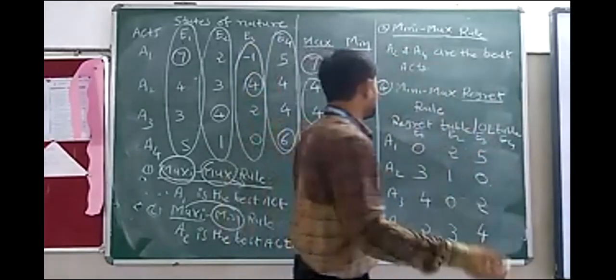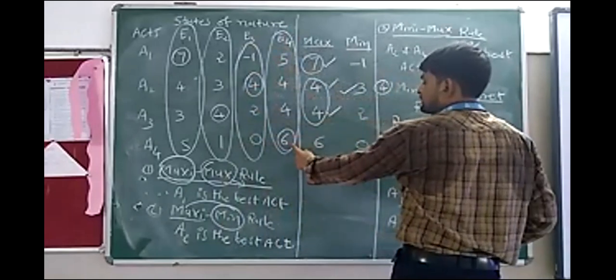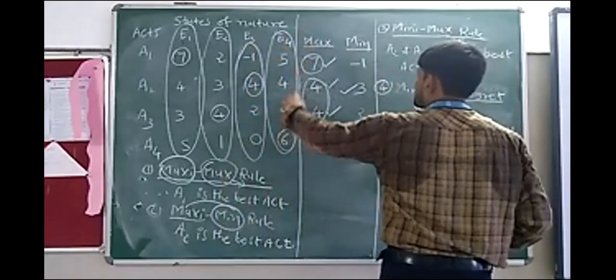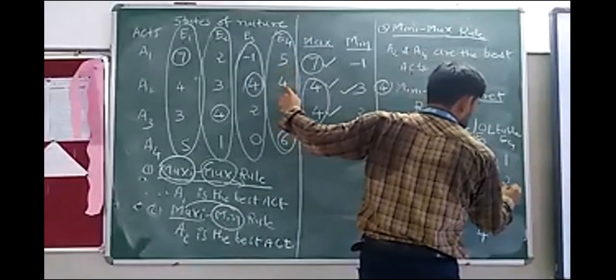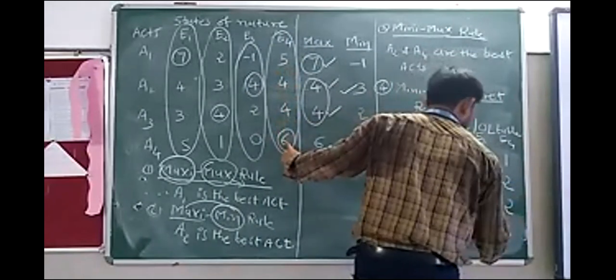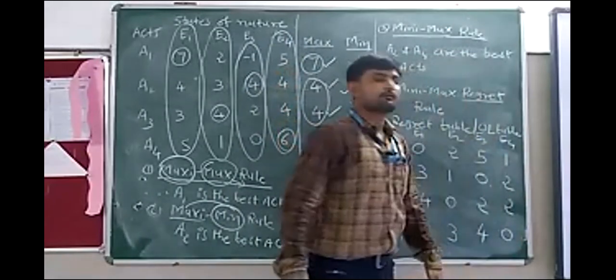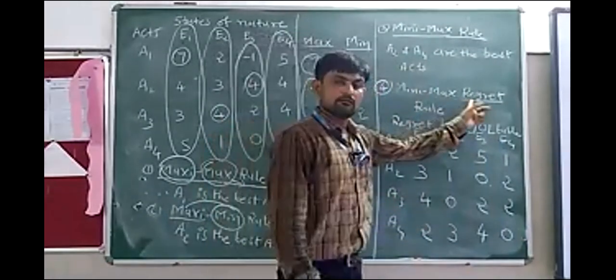Clear? Now finally we'll find for the fourth state of nature, and again the maximum is 6, so subtract all from 6. So 6 minus 5, 1. 6 minus 4, 2. 6 minus 4, 2. And 6 minus 6, 0. Clear? So first we have to find the regret table.